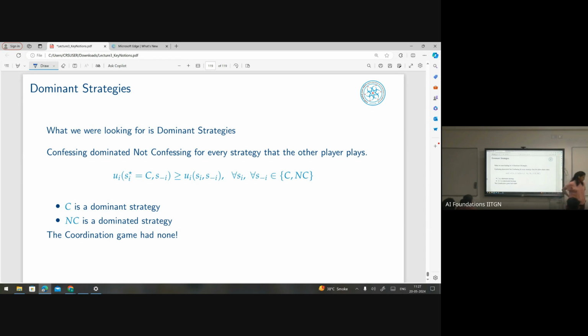So let's look at one more game from the problem set and try to figure out what the dominant strategies are there. Okay. Before we move on, is there any doubt regarding what is a dominant and what is a dominated strategy? People online could also ask.